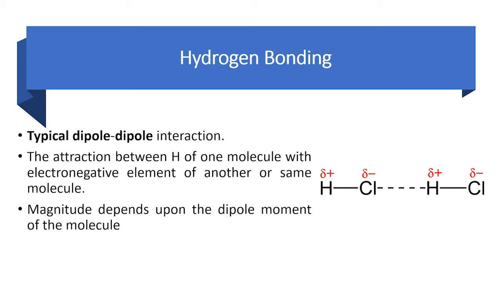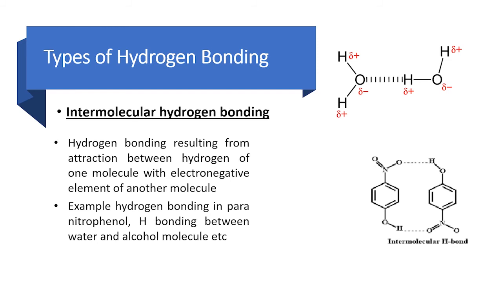A hydrogen bond is the attractive interaction between hydrogen of one molecule and an electronegative element of another or the same molecule. The magnitude of hydrogen bonding depends upon the dipole moment of the molecule. We have mainly two types of hydrogen bonding. One is called intermolecular hydrogen bonding and the other is intramolecular hydrogen bonding.